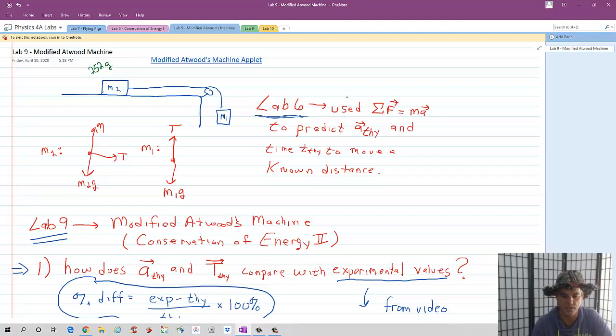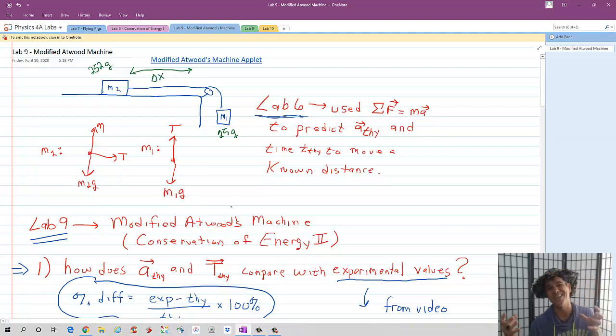It is connected to a hanging mass, M1, which has a total mass of 25 grams, and passes over a massless frictionless pulley. When I release this system from rest, M2 is going to move to the right a certain distance, our displacement delta x. M1 is going to move down that exact same distance, and then we're going to look at this system a few different ways. As I said before, we looked at this system in lab 6.